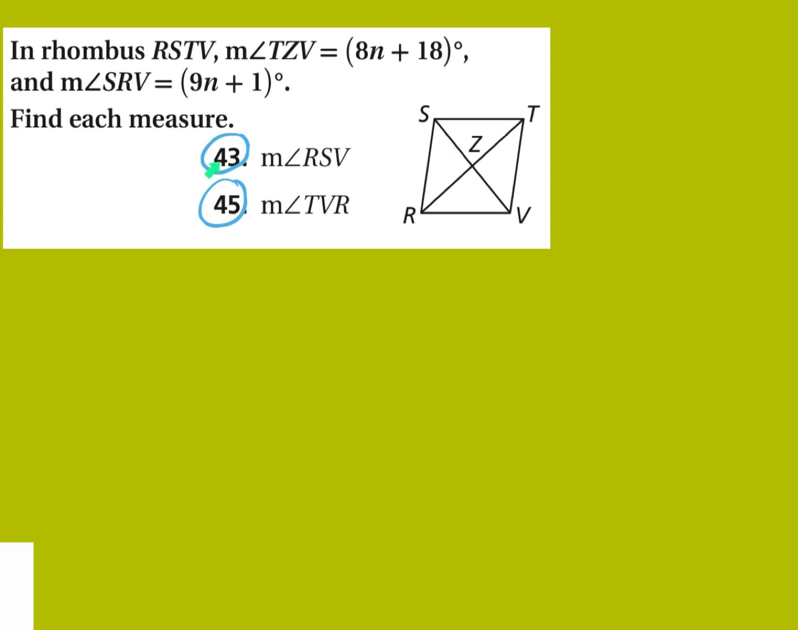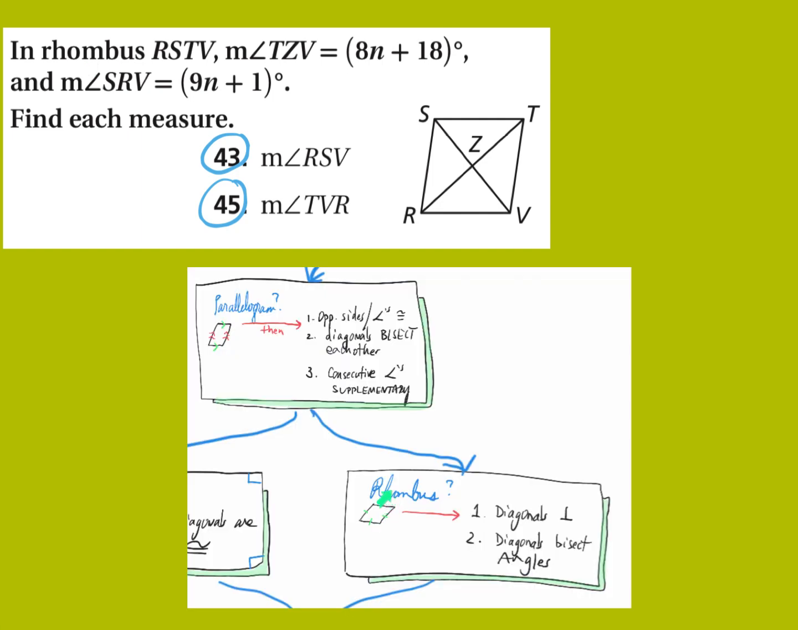All right, there's a question about number 43 and 45. These questions are about rhombuses. So recall that if it's a rhombus, then it is a parallelogram. So opposite sides and angles are congruent, diagonals bisect each other, consecutive angles are supplementary, and specific to rhombuses only, their diagonals will be perpendicular and their diagonals will bisect the angles. So we'll be using those ideas to solve for these angle measures.